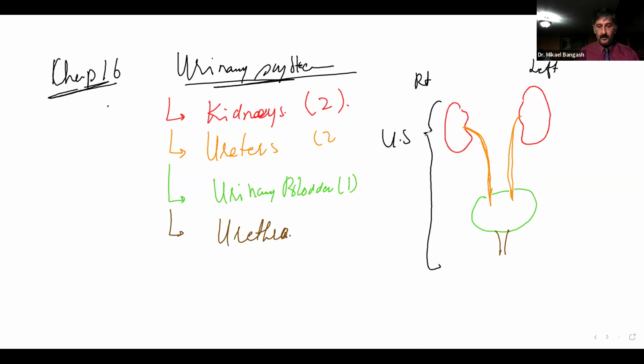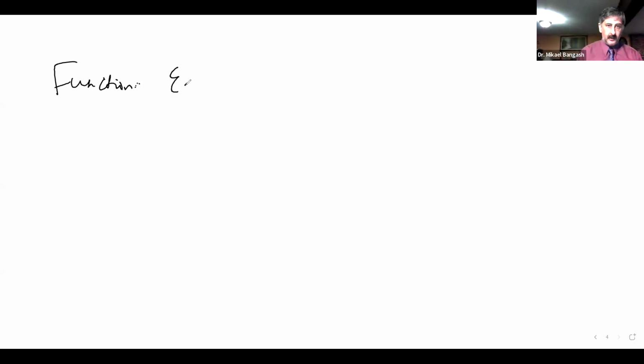Now, before going into the detailed anatomy for some of these structures, let's just briefly talk about what the major functions are. Now, the major function is mainly going to be excretion of waste.